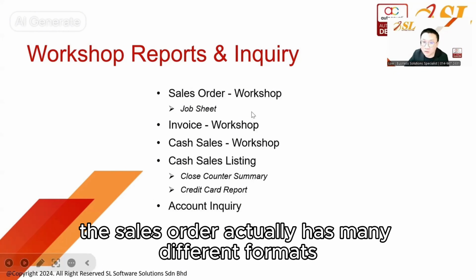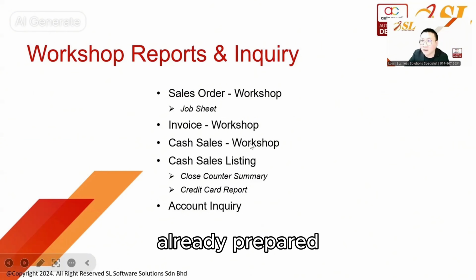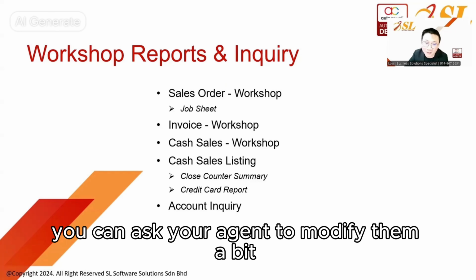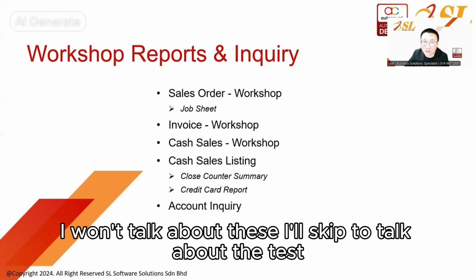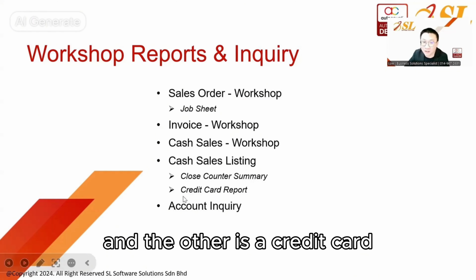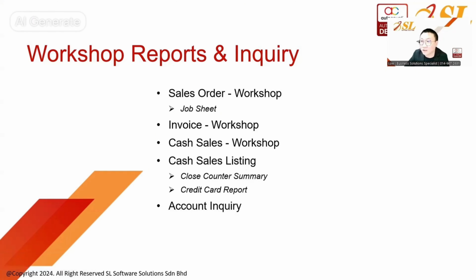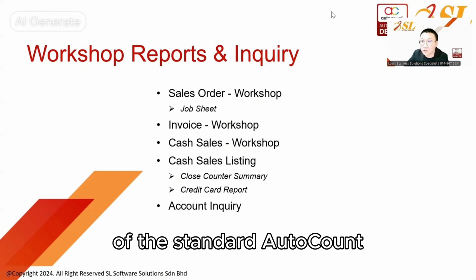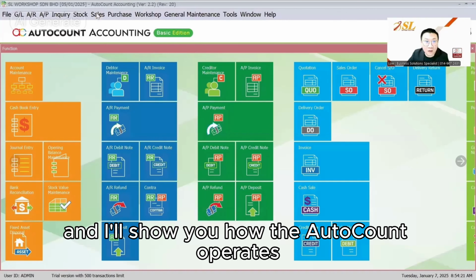As for the invoice, the sales order actually has many different formats already prepared. If you're not satisfied with those formats, you can ask your agent to modify them a bit. So I won't talk about these. I'll skip to talk about the print listing. It has two additional reports, one called gross quarter summary, and the other is a credit card report, as well as an account inquiry feature. Then these are some features of the standard AutoCount, and I'll show you how AutoCount operates these features.